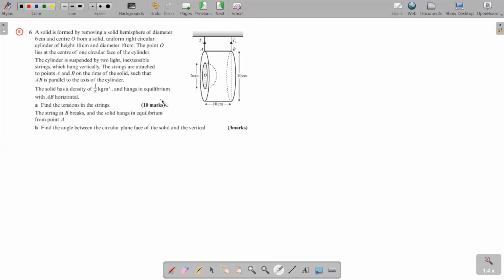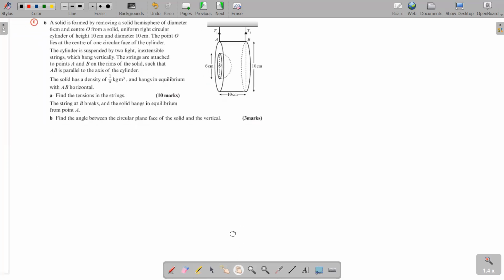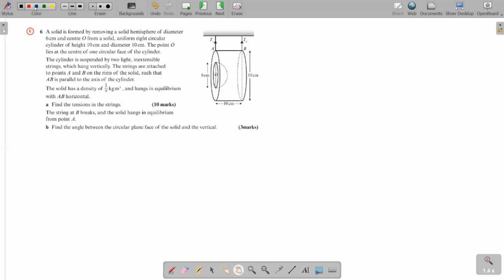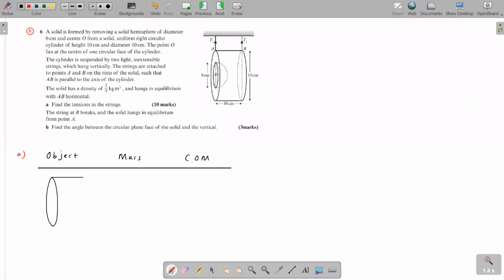Okay, guys. So before we actually think about finding the tensions in the strings, the first thing we have to do here is we need to locate the position of our center of mass. So first, let's consider the object. So object, mass, and center of mass. When you consider that, the object, okay, so first we will consider the cylinder.